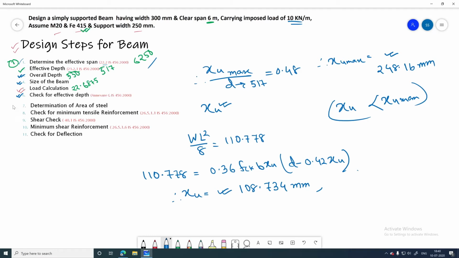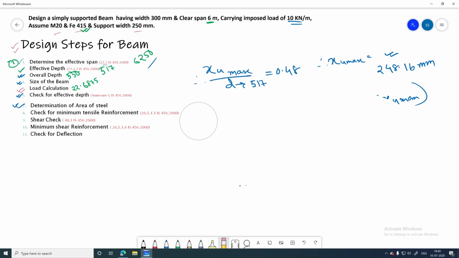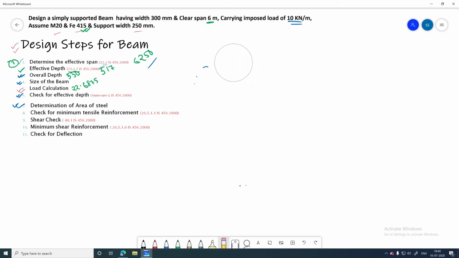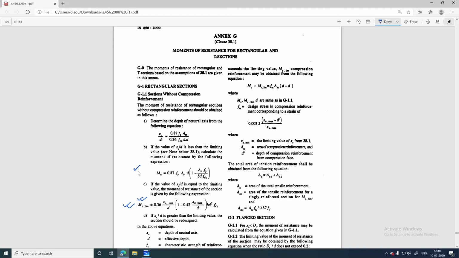Now you need to determine the area of steel. So let's remove all this. Now this is very much important to determine the area of steel. So for that we need to go for annexure G, same. So this is the formula you need to consider, that is Mu is equal to 0.87 Fy AST D into 1 minus AST Fy by BD into FCK, okay. So let's put this one.